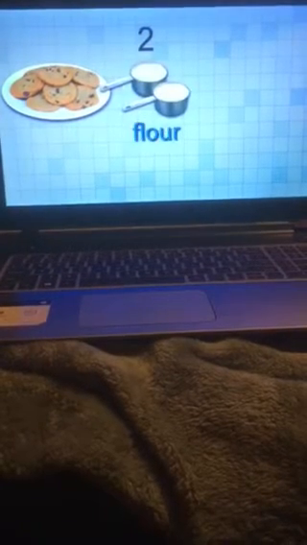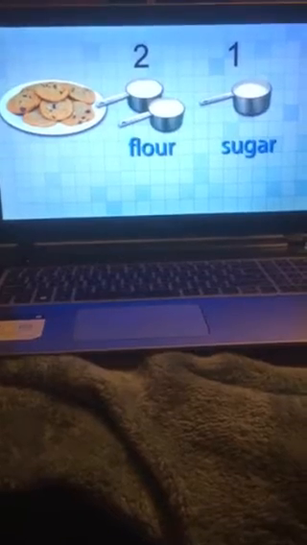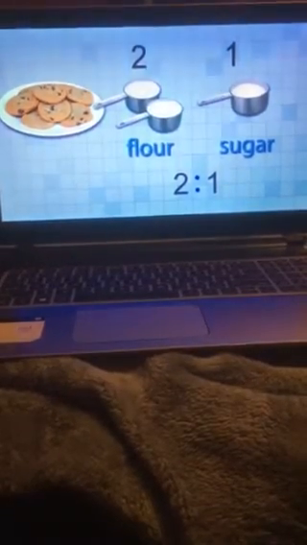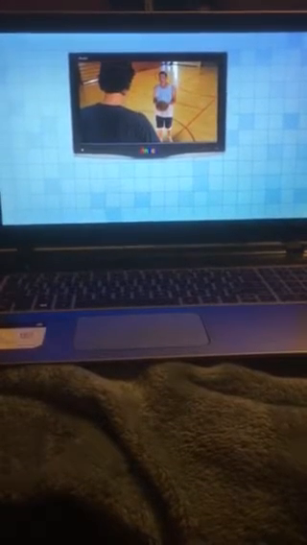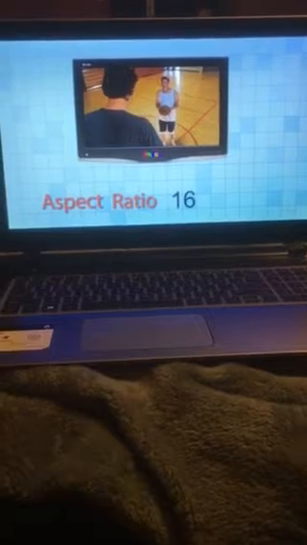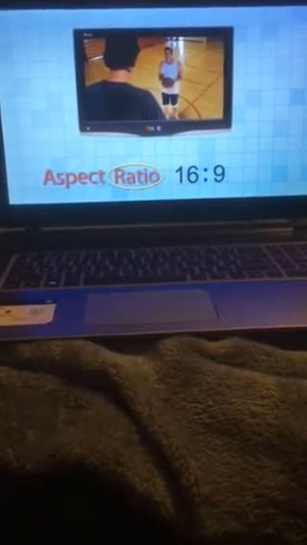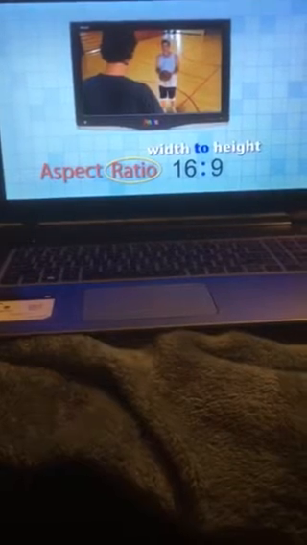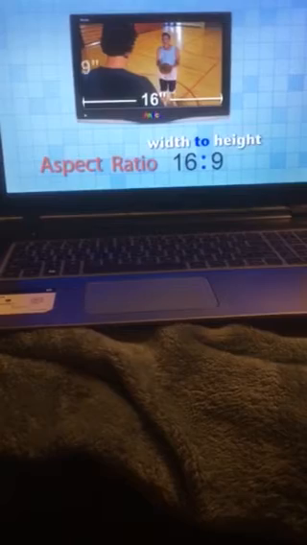Or, have you ever helped someone bake cookies? The recipe might tell you that for every 2 cups of flour, you need 1 cup of sugar. That means that the ratio of flour to sugar is 2 to 1. Or, what about your TV screen or your computer monitor? Have you ever heard someone say that the size or aspect ratio is 16 to 9? 16 to 9 is the ratio of the screen's width to its height. So if the screen is 16 inches wide, then its height would be 9 inches tall.